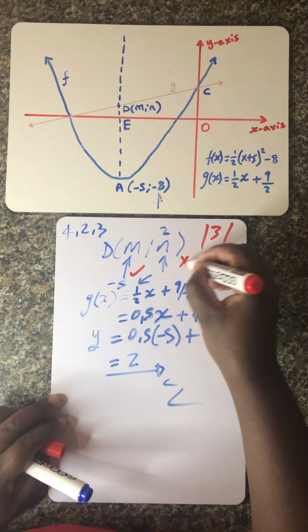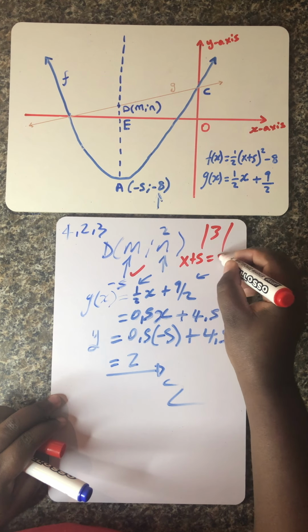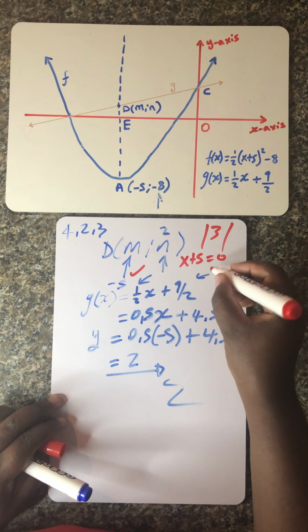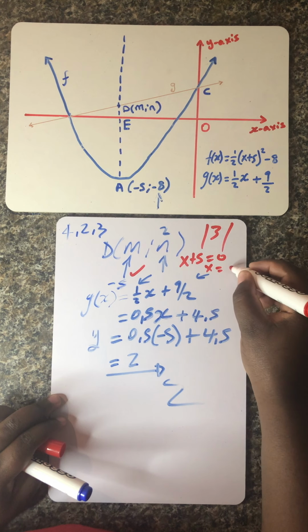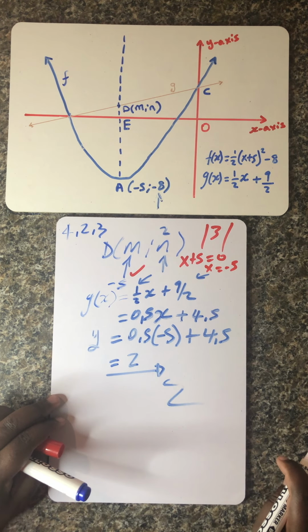Guys, I've just indicated that it's x plus 5. You just equate it to 0, right? And then from there, your x is equal to -5. So this is a step where you get a mark.